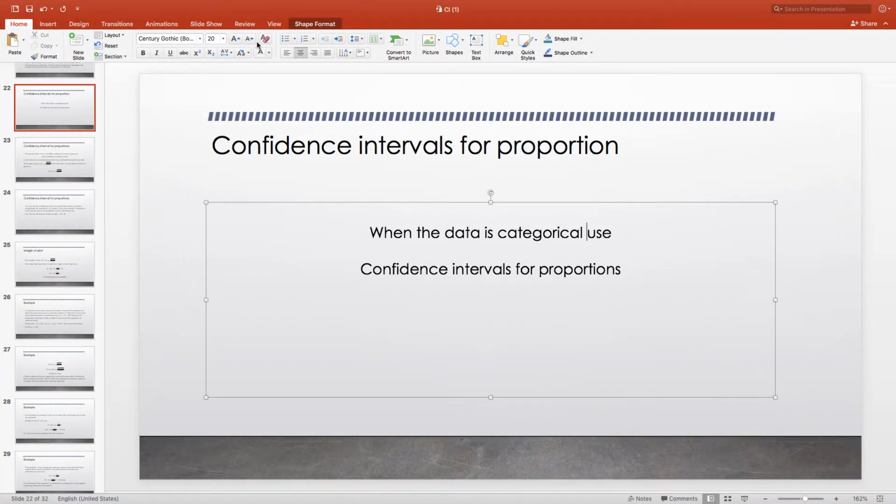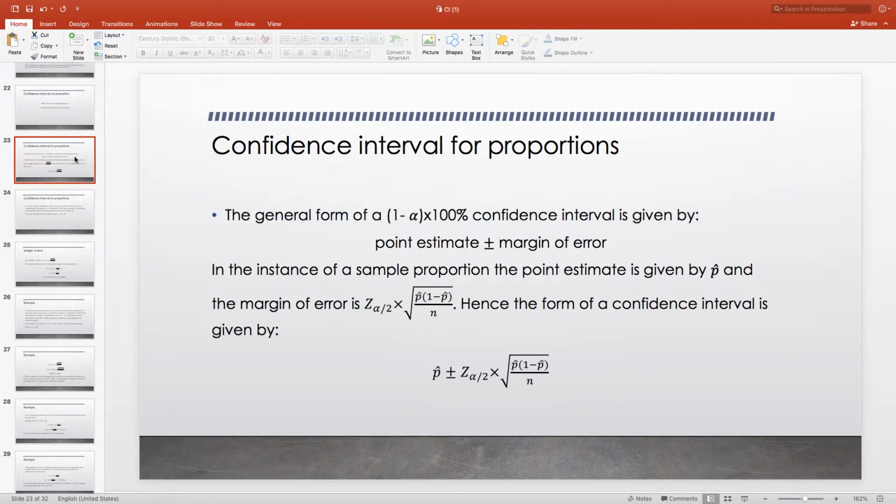So let's get started with our lecture on confidence intervals for proportions. You'll use this when your data is categorical. Our general form of a confidence interval, as we've seen before, is our point estimate plus or minus our margin of error.